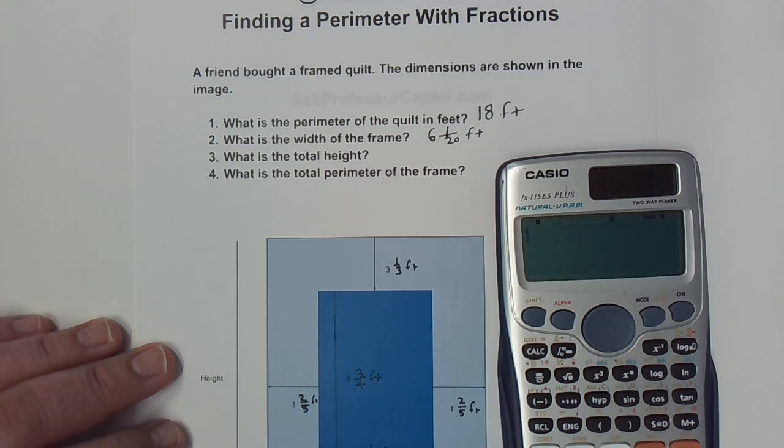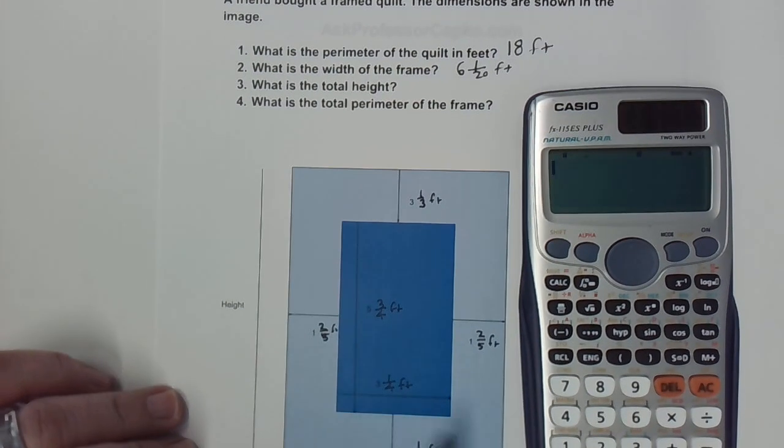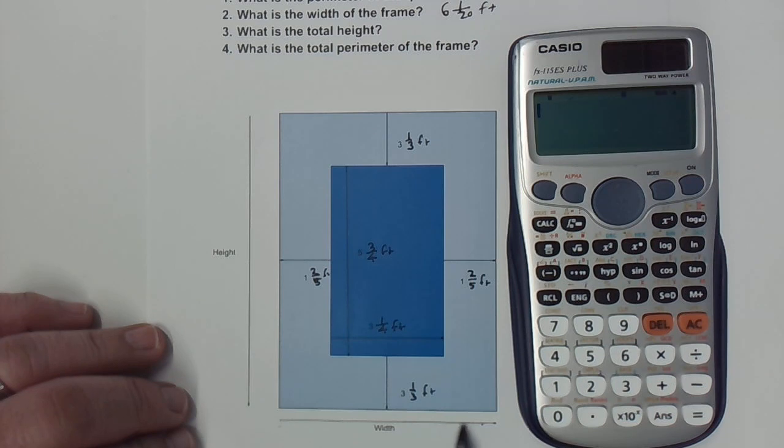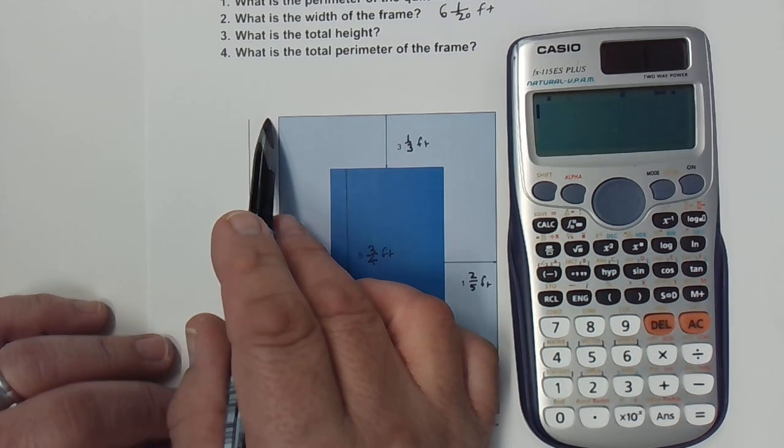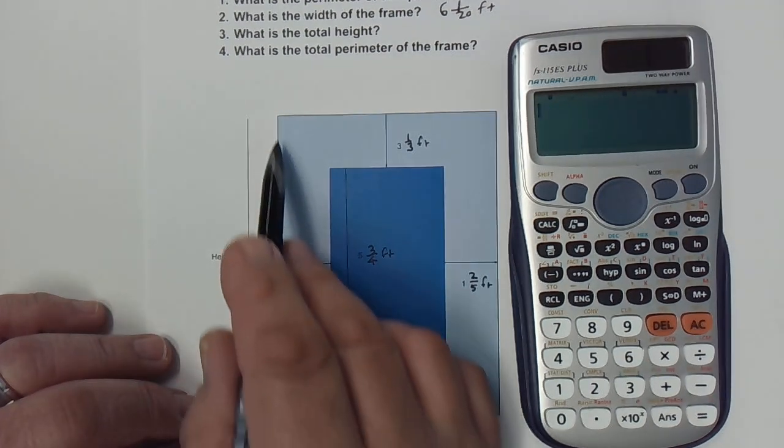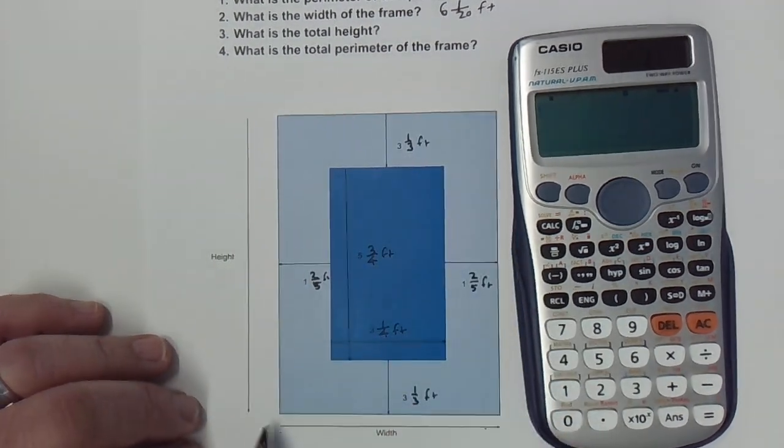And what is the width of the frame? That would be the distance all the way across here. And then you might also be asked what's the height? That's this distance here. And what is the total perimeter of the frame? That would be the distance all the way around.